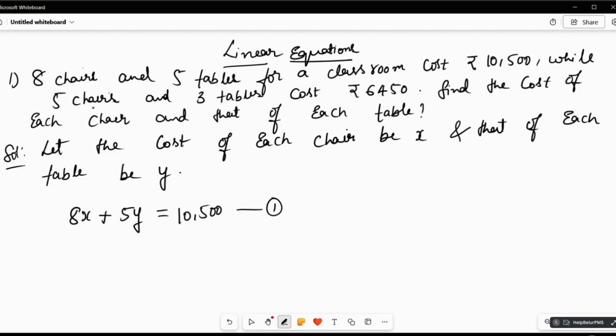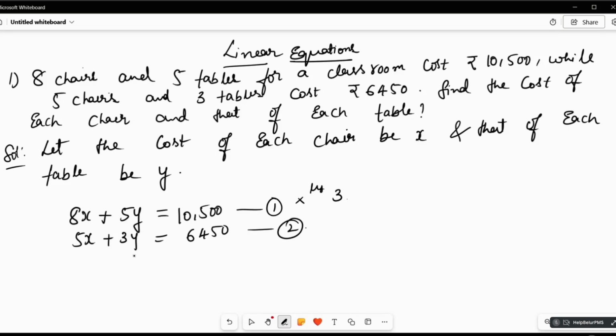Now, 5 chairs cost will be 5x and 3 tables cost will be 3y. Together, it is equal to 6,450. Second equation. Now, solve for x and y. What you can do is the elimination method. So, multiply the first equation by 3.